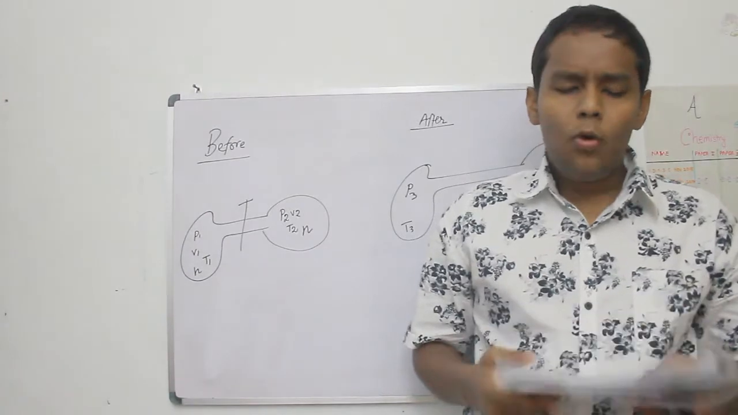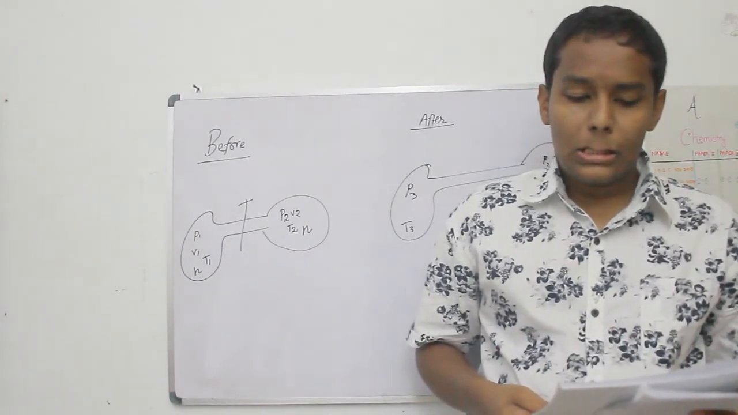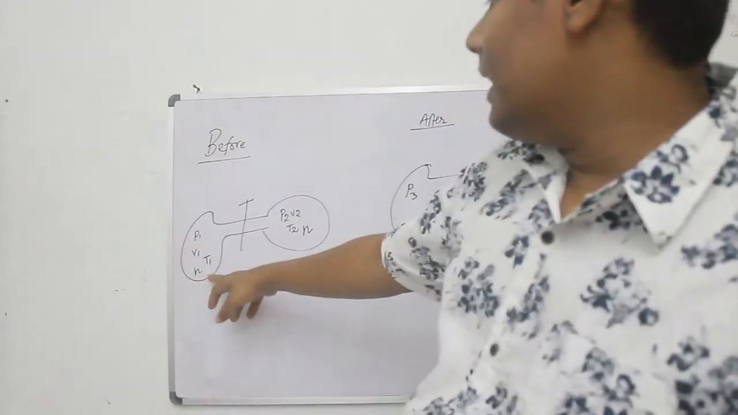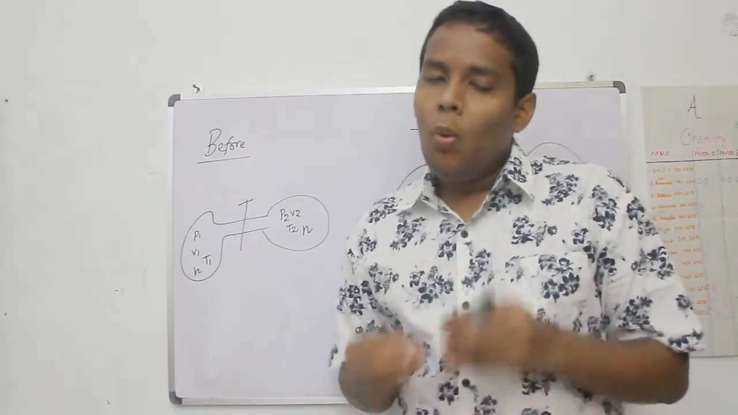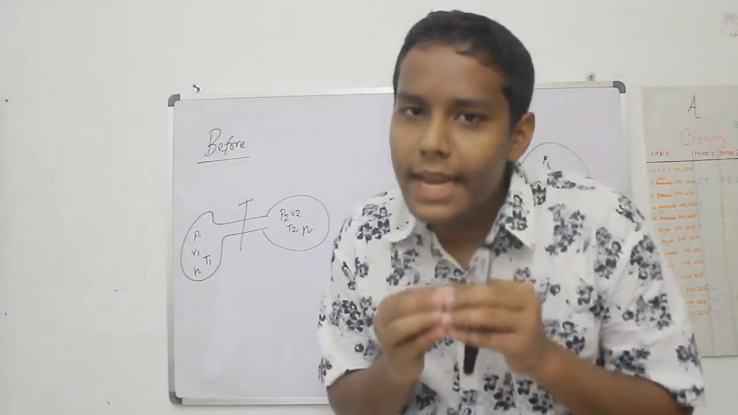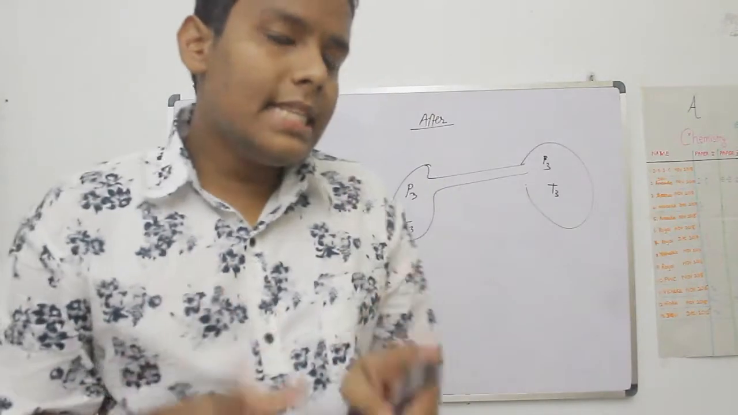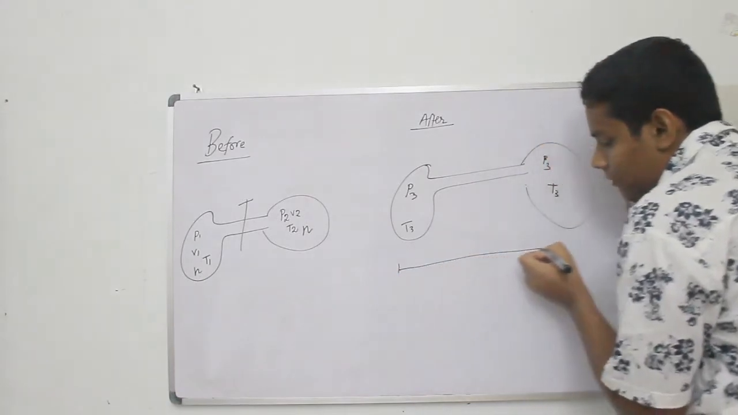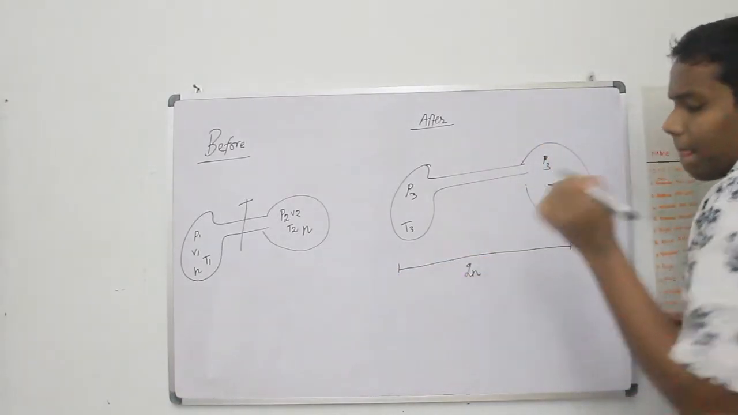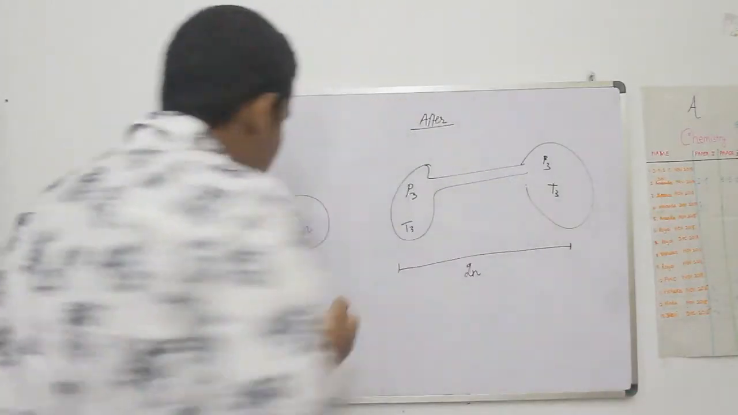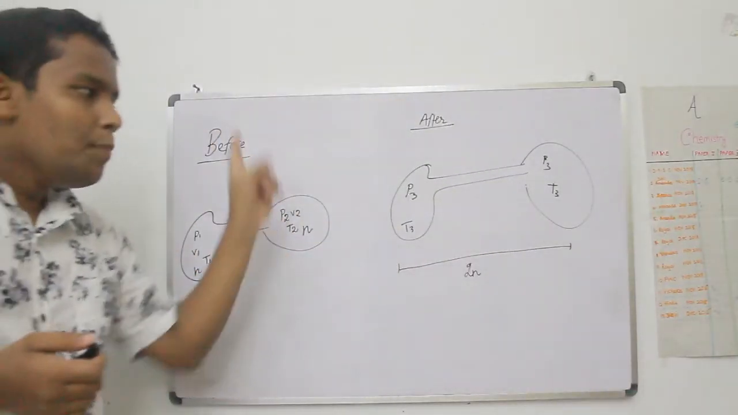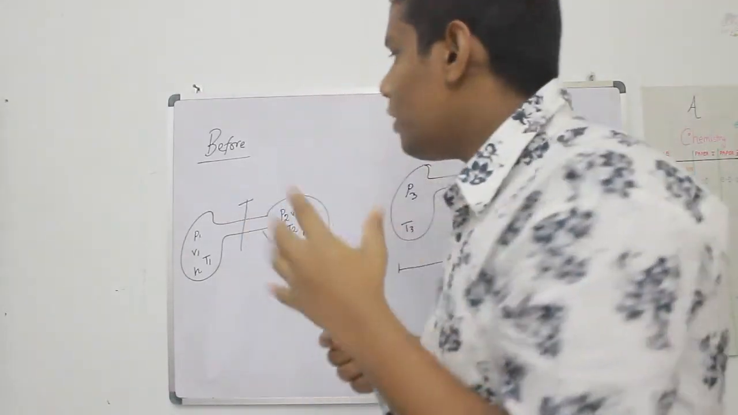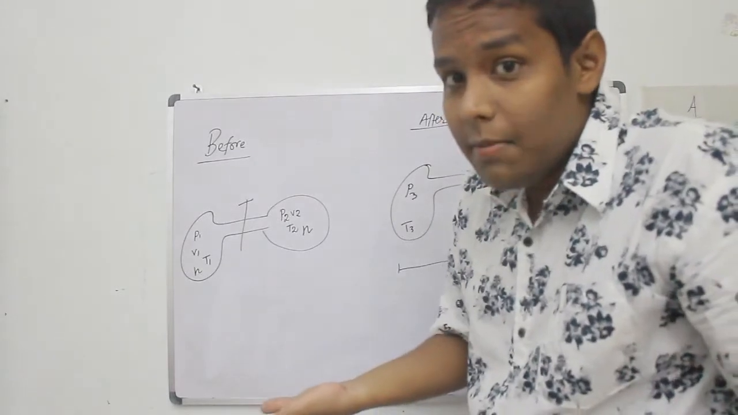Okay, now you know that we have N moles of ideal gas in this one, N moles of ideal gas in this one. When we open the tap, no chemical reaction takes place. So the total number of moles within this system should be 2N. The total number of moles initially should be equal to the total number of moles finally. You know that it is an ideal gas.